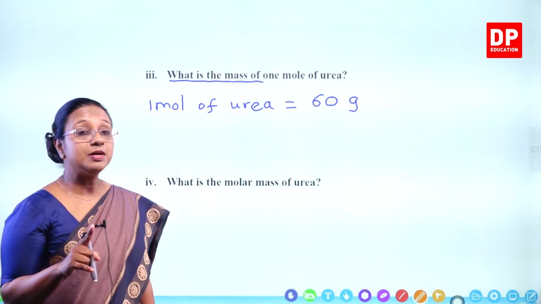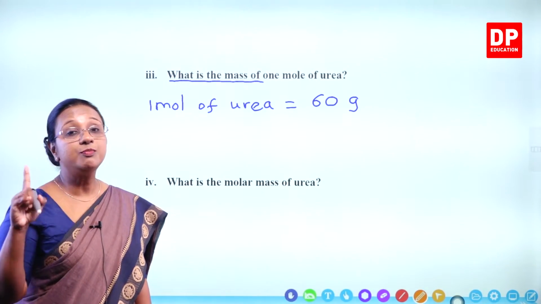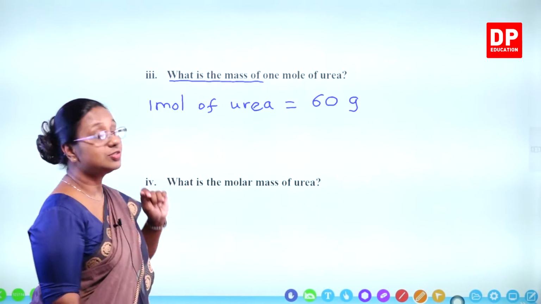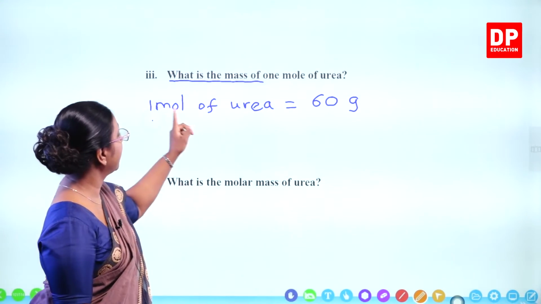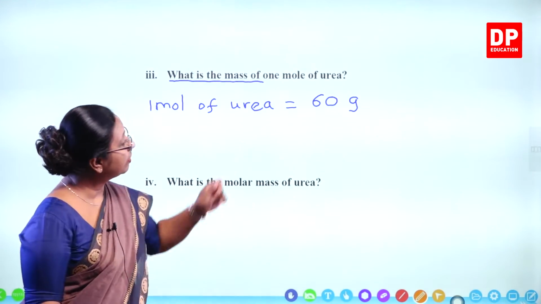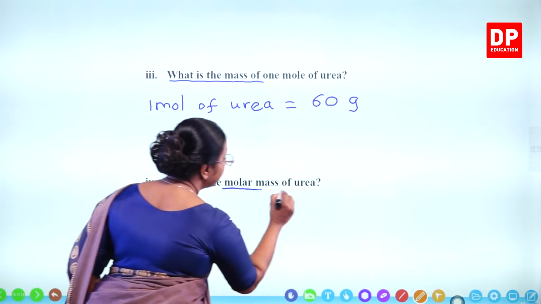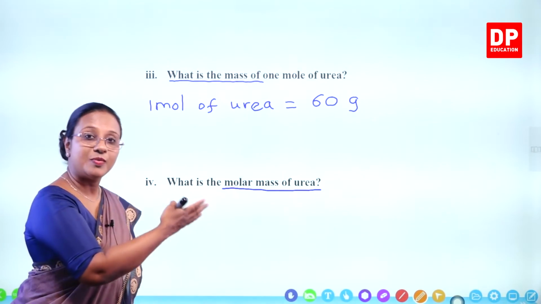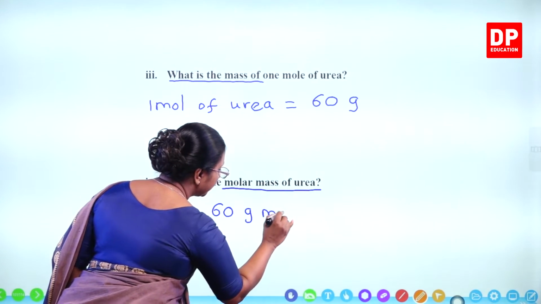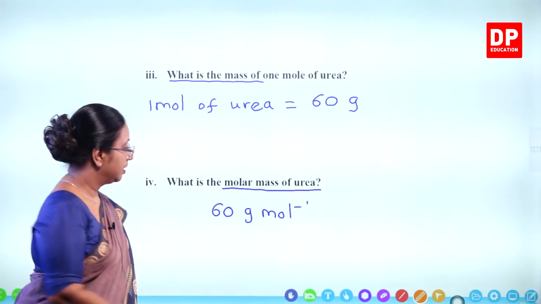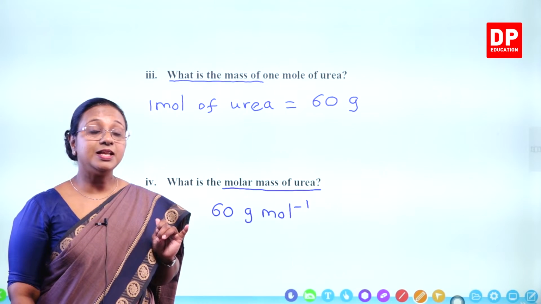Do you put gram per mole? No, that is also not correct. That is the unit of molar mass. You have to answer the question. What is the mass of 1 mole of urea? So 1 mole of urea is equal to 60 grams. Then the next one, what is the molar mass of urea? So what I just explained, 60 grams per mole. Now do you all get it clearly?